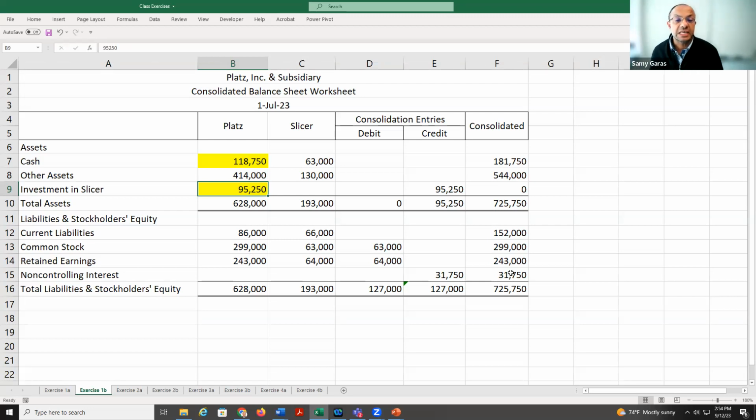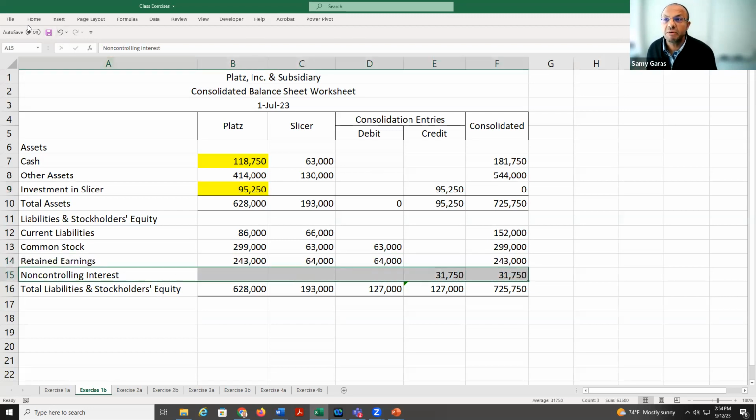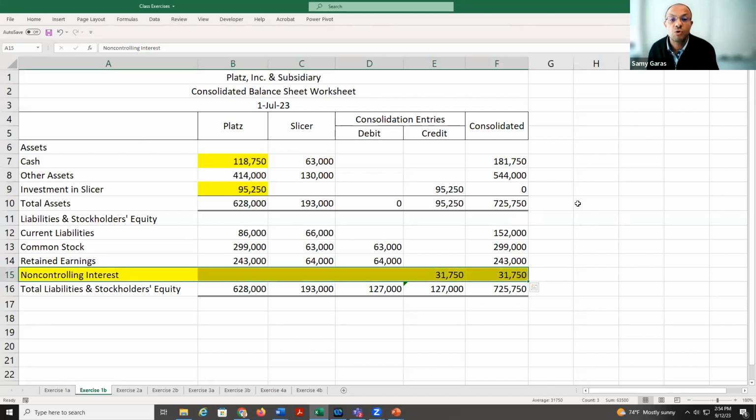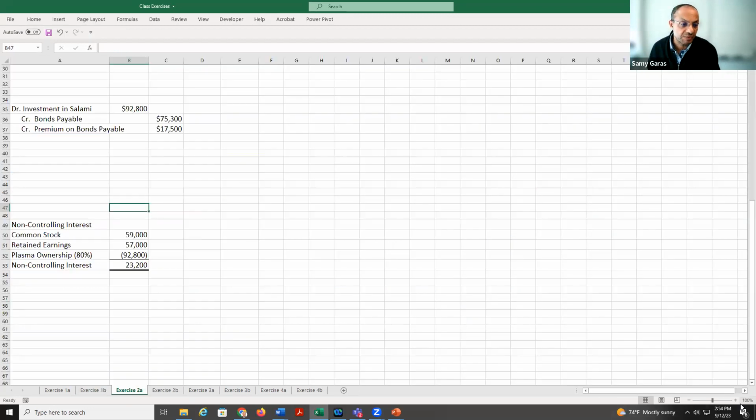So remember, this is the key difference between chapter 2 and 3. In chapter 3 here, we see this new account which didn't exist in chapter 2 because we were talking about ownership of 100%. Now, let us do the same.